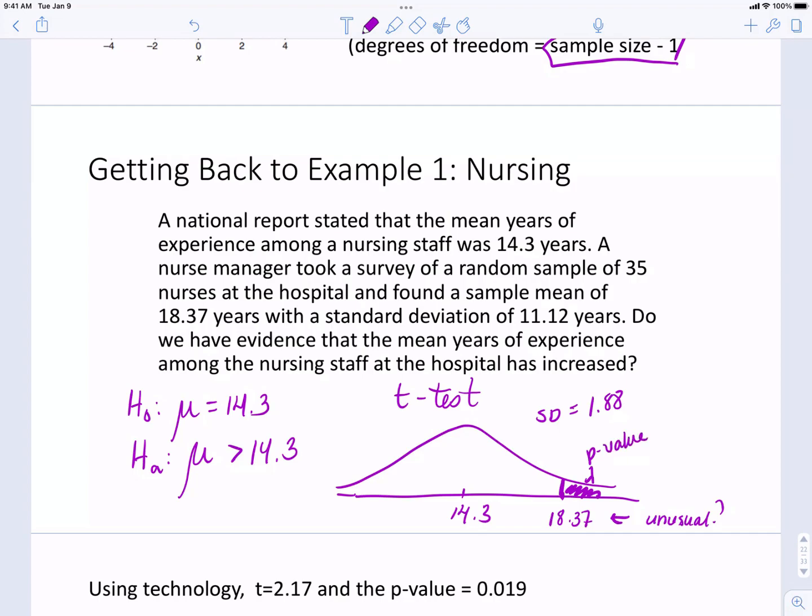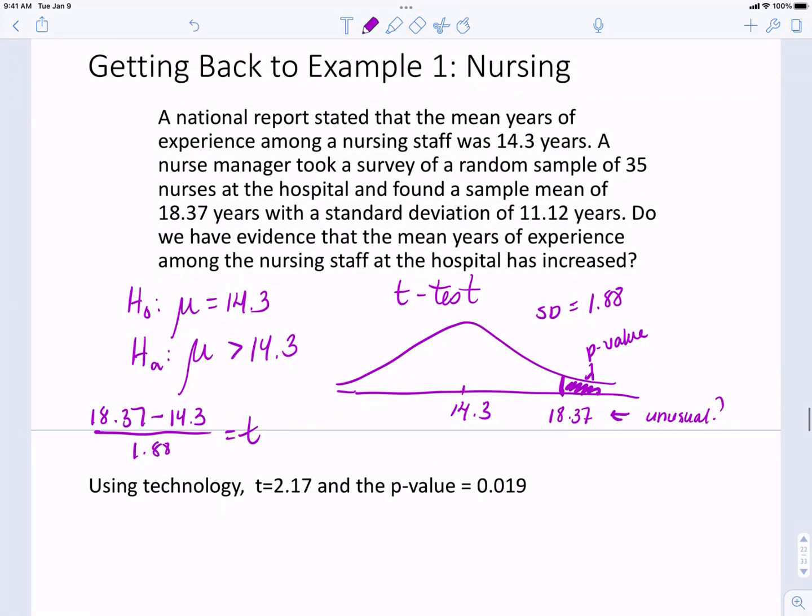Now, we could find the test statistic and find the p-value using a formula. And again, it wouldn't be that hard. The test statistic is in the form of a z-score, right? Here, let me try to be a little more neat. It would be our test value, 18.37, minus the mean, divided by the spread. And that's our test statistic. But we could just use technology and do it as well.